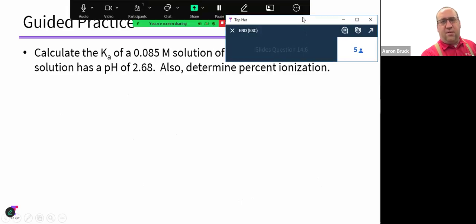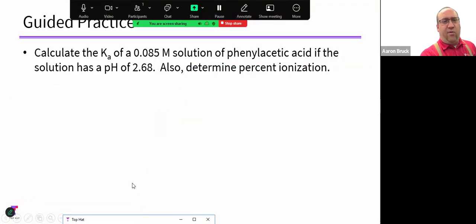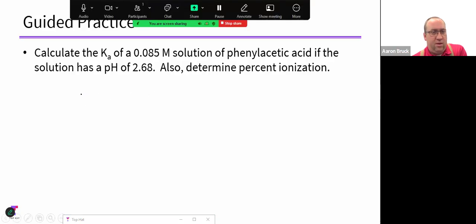All right, let's take a look at another example problem. Here we have the Ka for 0.085 molar phenylacetic acid if the pH is 2.68. We're also asked to determine the percent ionization. So this is along the same kind of lines as some of the problems that we saw last chapter where we had to solve for K. Easiest way to set it up is to start with our equilibrium expression.